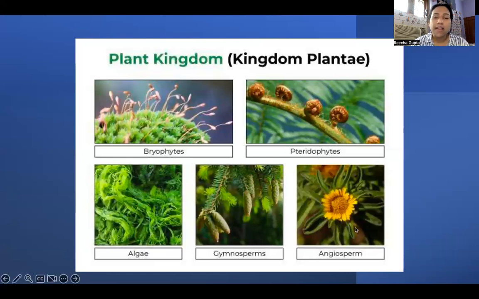And here comes the angiosperm, and angiosperm comes with the flower. So फूलों का जो स्ट्रक्चर है, जो फूल खिलने शुरू हुए, वो किस में हुए थे?